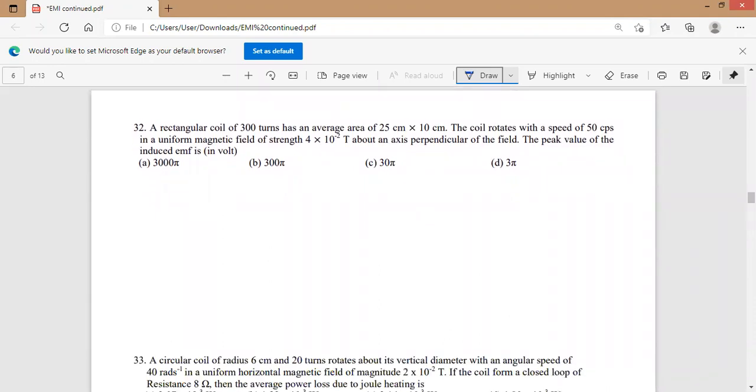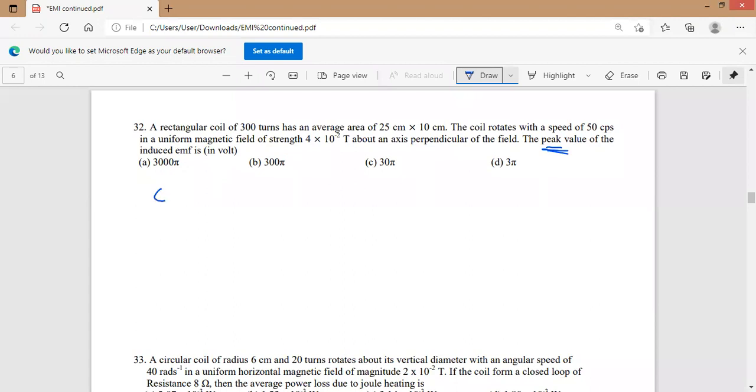Next one. A rectangular coil of 300 turns has an average area of 25 centimeter into 10 centimeter. The coil rotates with a speed of 50 cycles per second in a uniform magnetic field of strength 4 into 10 power minus 2 Tesla about an axis perpendicular to the field. It is asking the peak value of the induced EMF.